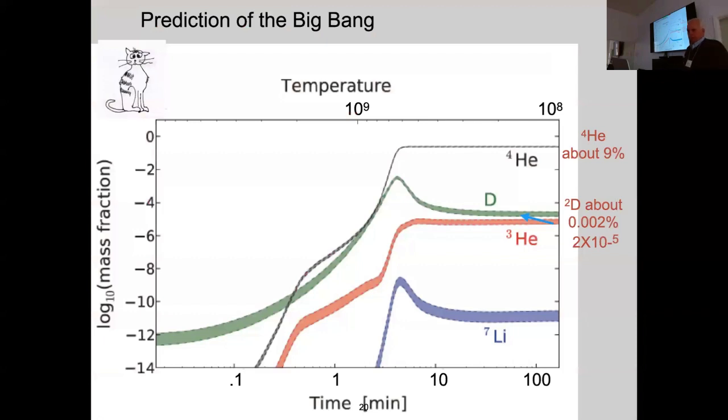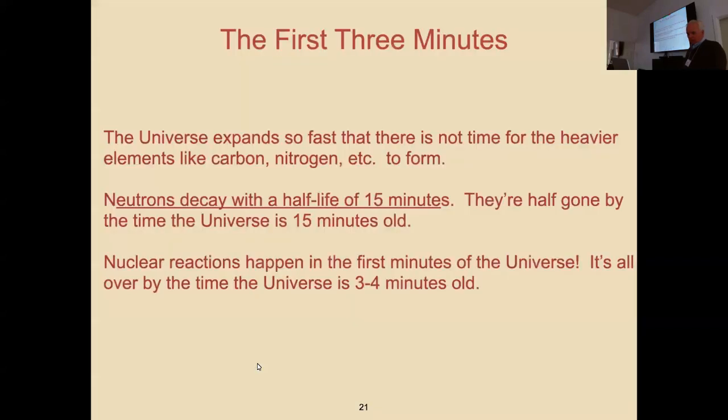And now this is a little complicated. If you don't get it, it's okay. But what I'm doing here is, along the horizontal axis is the time. And we're starting here from 1/10 of a minute. So 6 seconds, and I guess 1 second is about here. And here's 1 minute.